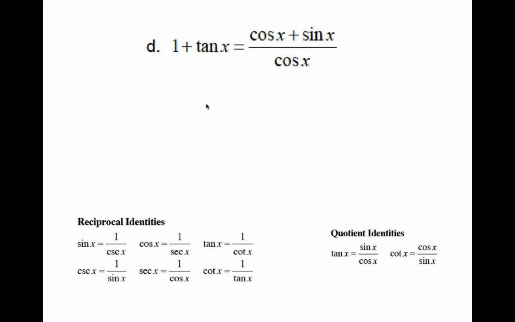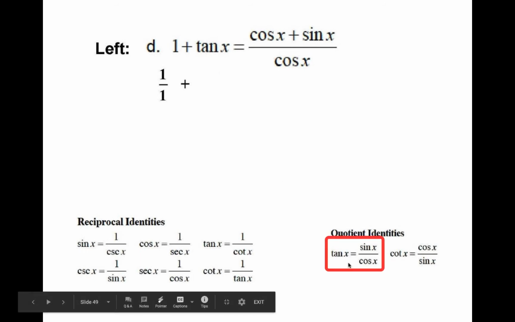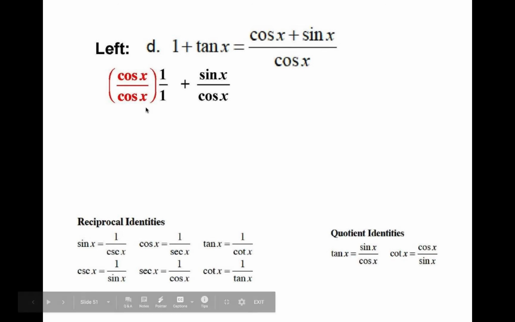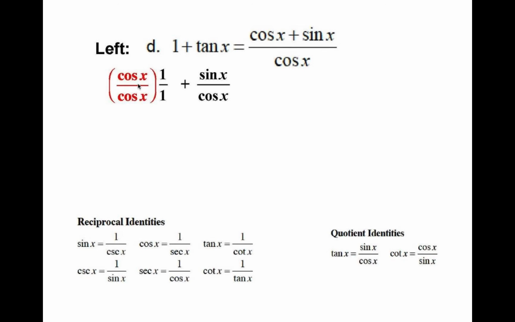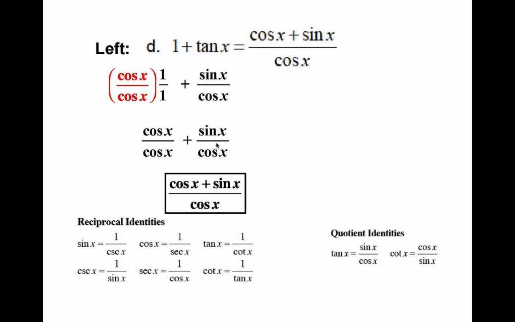For d, starting on the side without a fraction, that's the left side. The 1 here is just going to drop down. You can write it 1 over 1 if you want. Doesn't really matter. But tangent, I'm going to convert to sine or cosine. Remember, the tangent is equivalent to the sine of x over the cosine of x. To add these, I need a common denominator, so I'm going to multiply this by cosine x over cosine x. So now I have cosine of x times 1, which is just cosine x. Dropping this down, I have a common denominator, so I can add the tops. I get cosine x plus sine x all over cosine x, which is the right side. It checks.